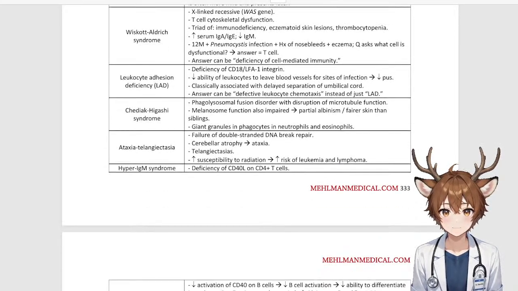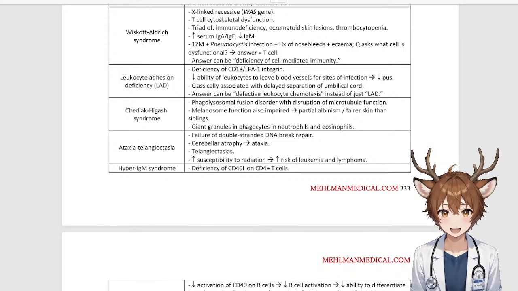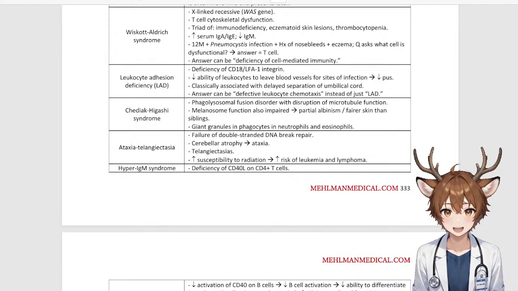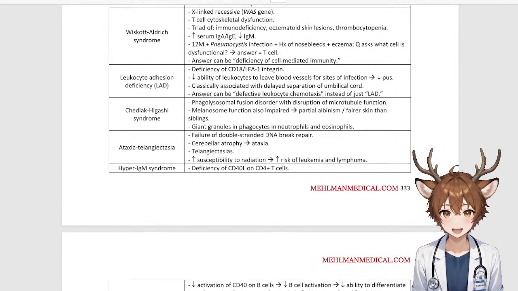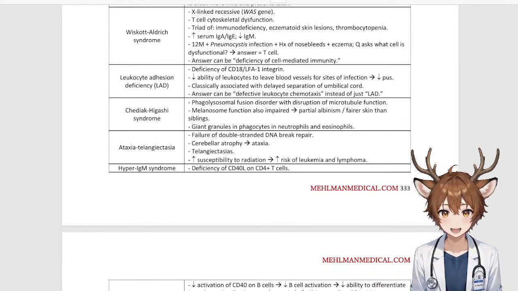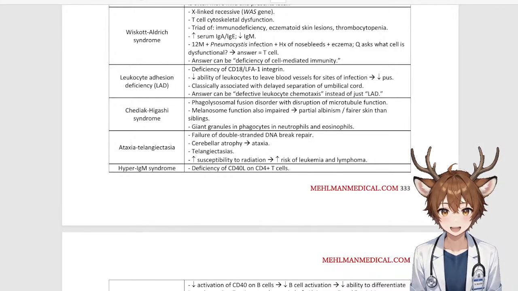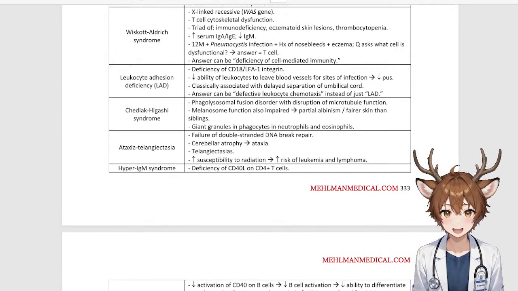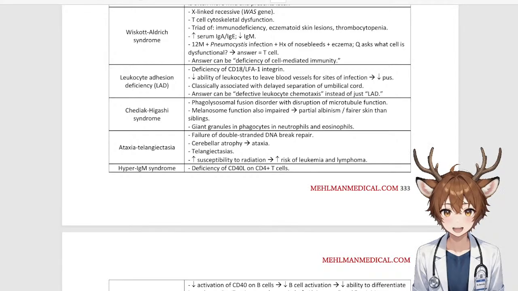MPO deficiency is worse. Wiskott-Aldrich syndrome, X-linked recessive, WAS gene, T-cell cytoskeletal dysfunction, triad of immunodeficiency, eczematoid skin lesions, thrombocytopenia, elevated serum IgA/IgE, decreased IgM, plus Pneumocystis infection plus history of nosebleeds and eczema. Question asks, what cells are dysfunctional? The answer should be T cells are dysfunctional for Wiskott-Aldrich syndrome. The answer can be deficiency of cell-mediated immunity. Again, super, super, super not specific, but sure.